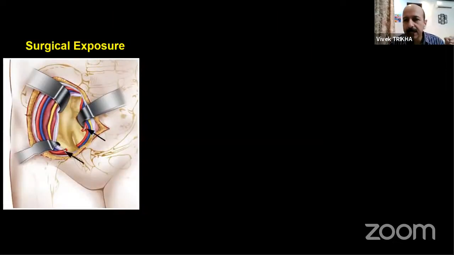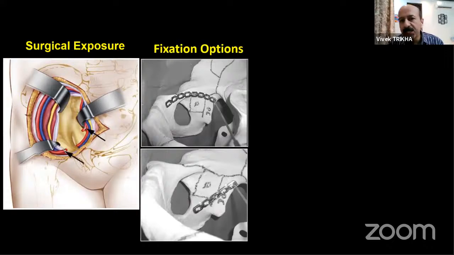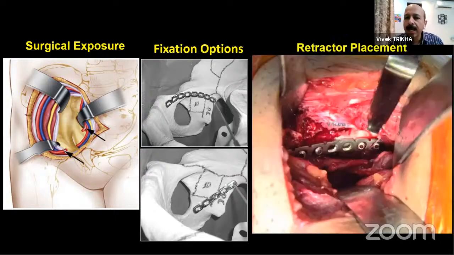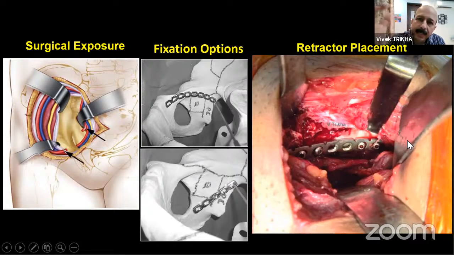So that is regarding the surgical exposure. The fixation options, as you have already seen from Dr. Pradeep: we can have an intrapectineal plate. We can fix the quadrilateral plate region. We can fix the posterior column, just like we fix from the opposite side in the Kocher-Langenbeck approach. And this is how you can place the retractors: one on the pubic tubercle region, one on the anterior column near the iliopectineal region, the third one in the iliac fossa, and the fourth one below, which is pushing the bladder down.